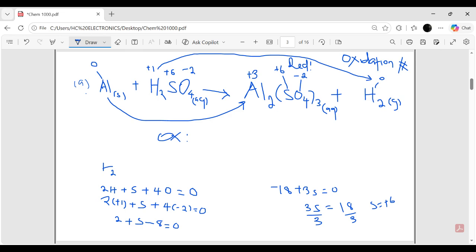Then we see aluminium is gaining in oxidation state. Because it is gaining in oxidation state, it has become oxidized, or it has undergone oxidation. Okay, clear?